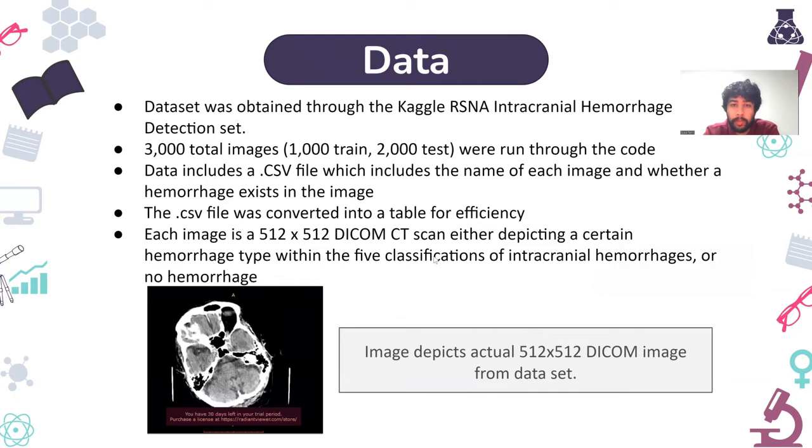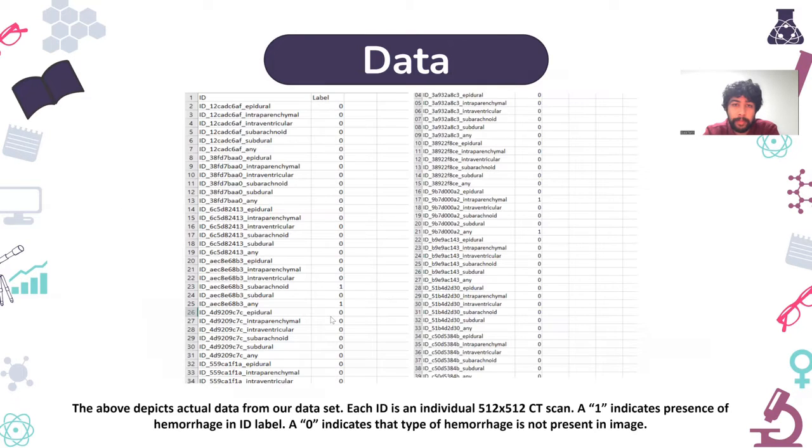So the data was obtained from the Kaggle RSNA intracranial hemorrhage dataset. We used 3,000 of those images, 1,000 to modify and test our code, and 2,000 to actually see whether our code has predictive value. Each image is a 512 by 512 DICOM image, shown in the bottom left. The data is stored in the CSV file right here. So the label 0 tells us that a specific type of hemorrhage does not exist, and the label 1 tells us that it does. So for this label right here, we know that there is an intraparenchymal hemorrhage and that there is some form of hemorrhage at all.